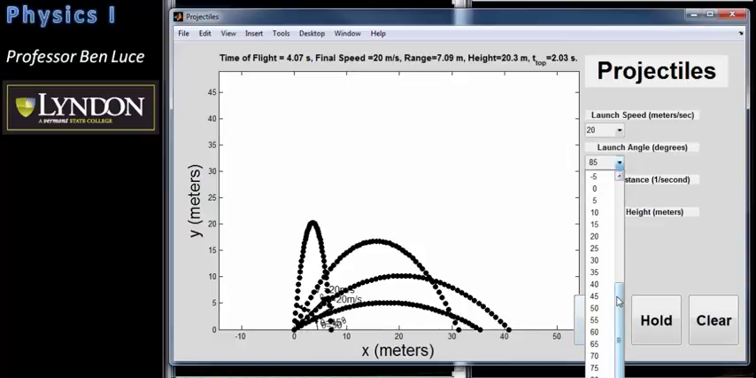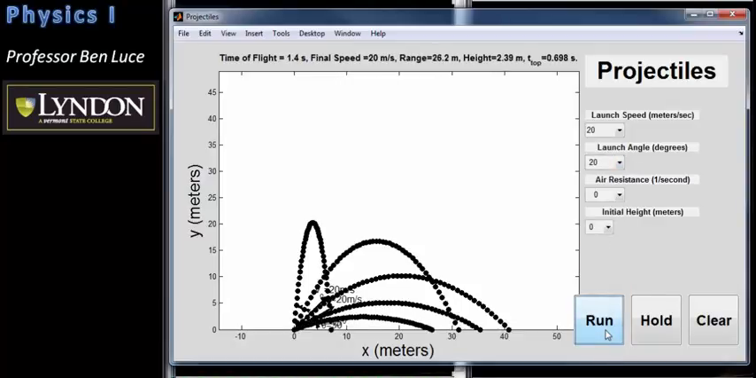Now let's launch at an angle of, say, 20 degrees. Here we see that the range was less than it was at 30 degrees. And this makes sense because we're now launching at a very shallow angle, so the projectile doesn't go up very high, and that makes the time of flight very short, so it doesn't get to travel very far either. And let's go to an even smaller launch angle, just 10 degrees. And now we see that the range was only about 14 meters.